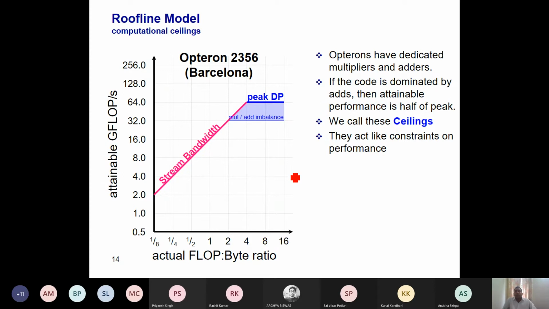Here, Opterons have dedicated multipliers and adders. If your code can utilize both the multiplier and the adder, then you can get this peak performance. But suppose your code only does addition and does not need multiplication. Then the multiplier hardware remains unused. So your actual performance will not be 64, it will be half.